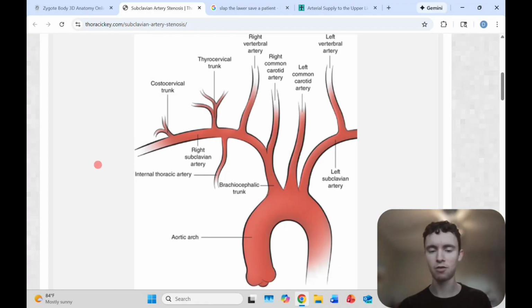Everybody! Today we're going to be going over all the major arteries and veins of the arm. So we can go ahead and jump into it.